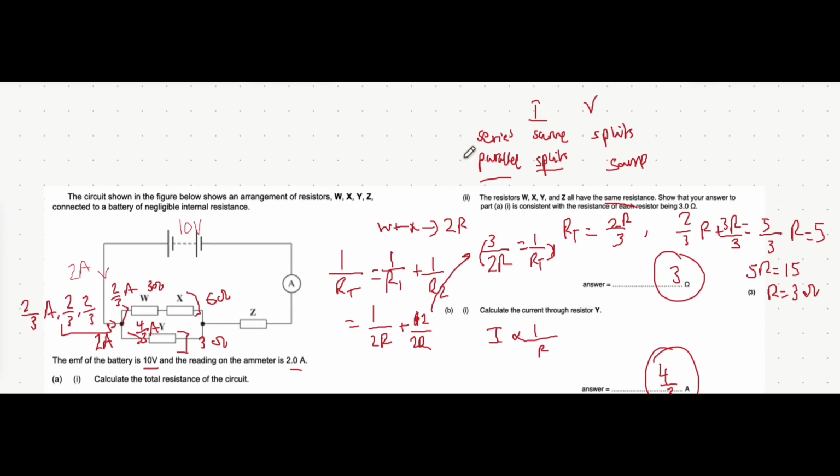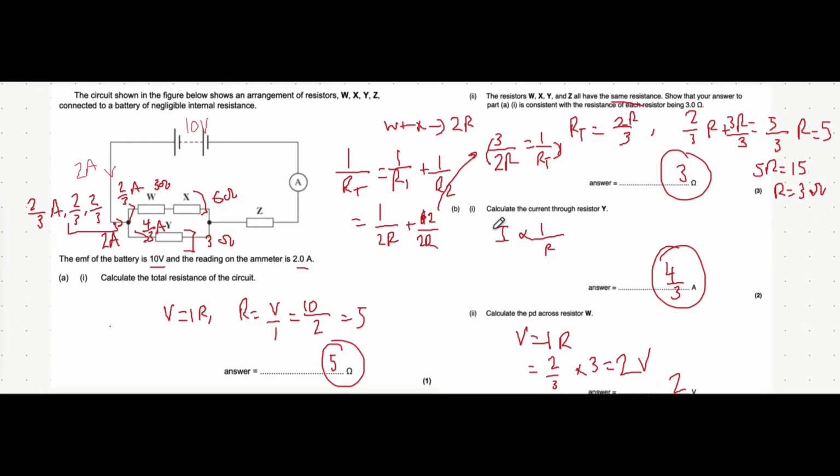Quite a few calculations here. You might want to make a note of this table, but yeah, thanks for watching and hope the video helped.